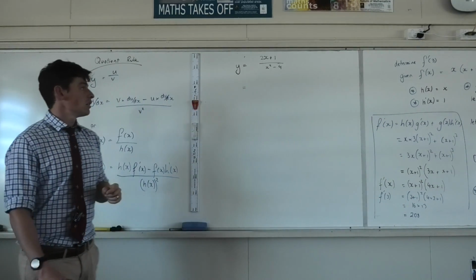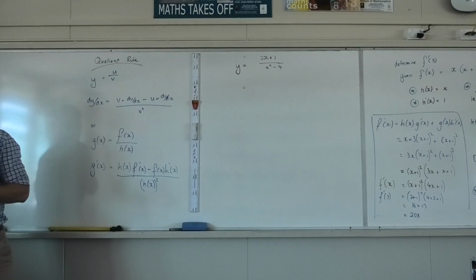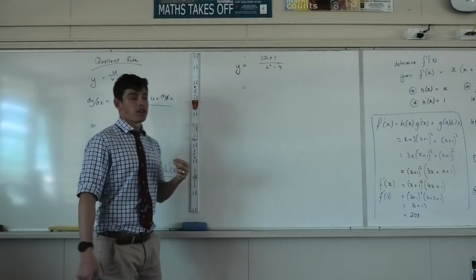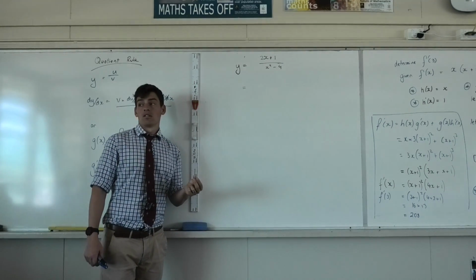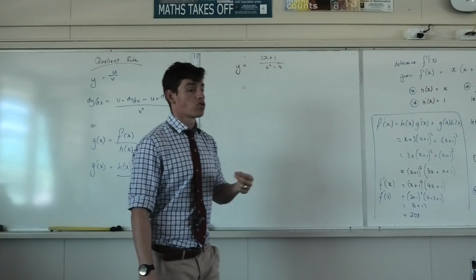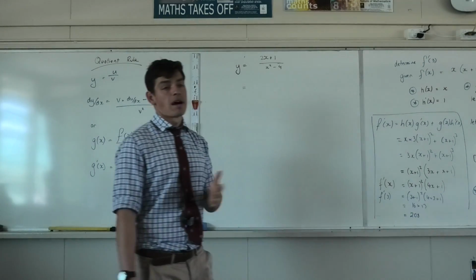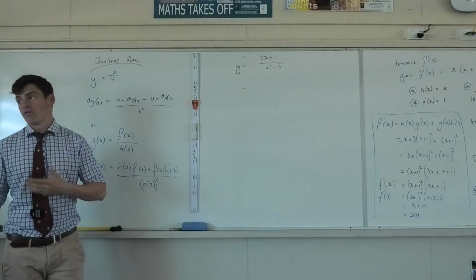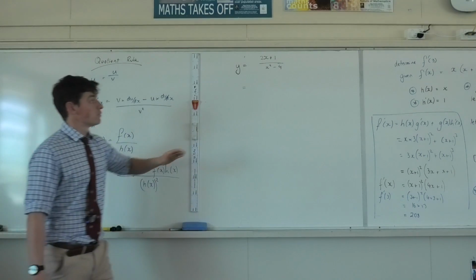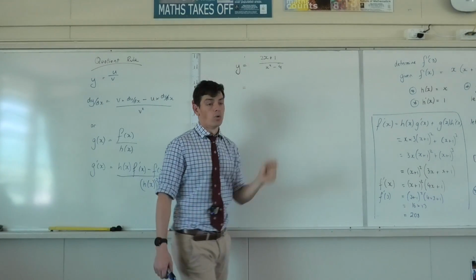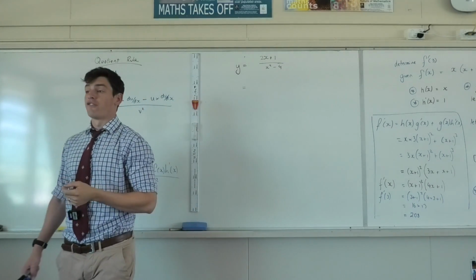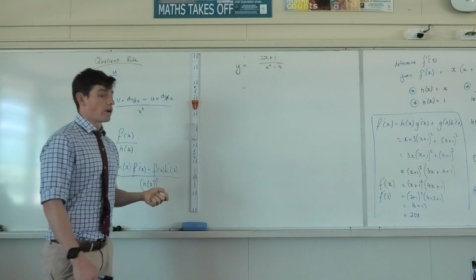So, is 2 plus 3 the same as 3 plus 2? So the order doesn't matter. We can stuff up our u and our v and it really doesn't matter. But for this rule, for the quotient rule, the order does matter. It's really important that we identify correctly which one goes where.